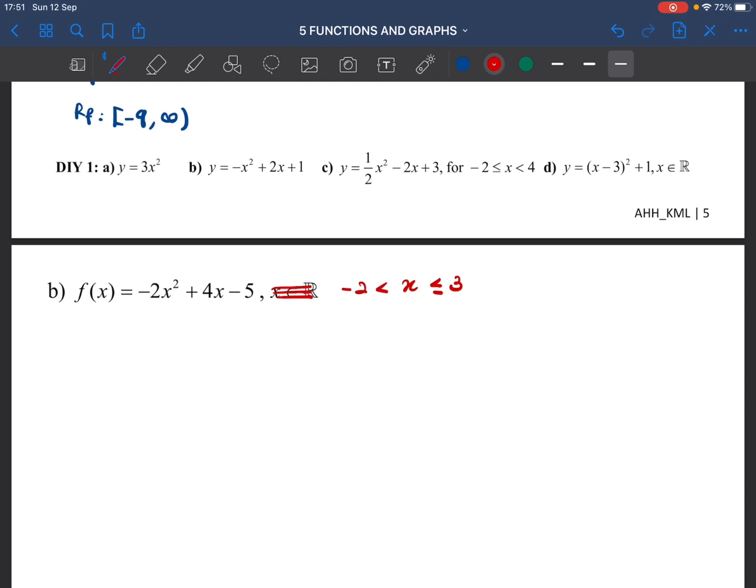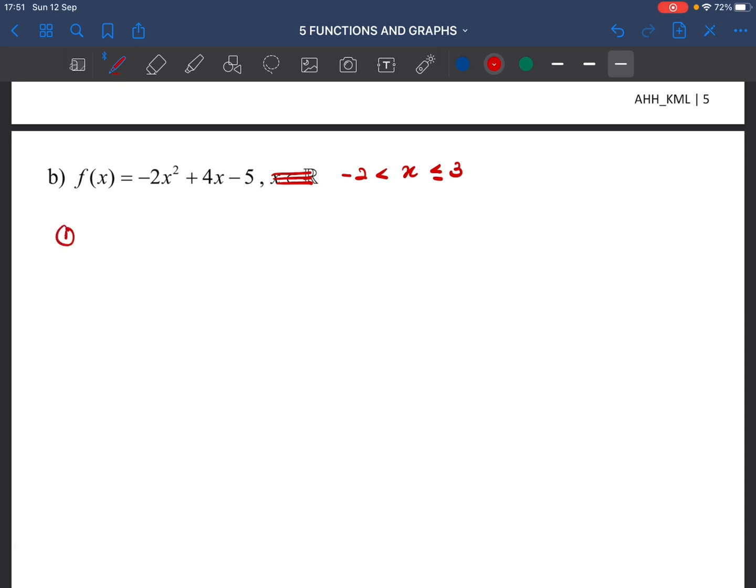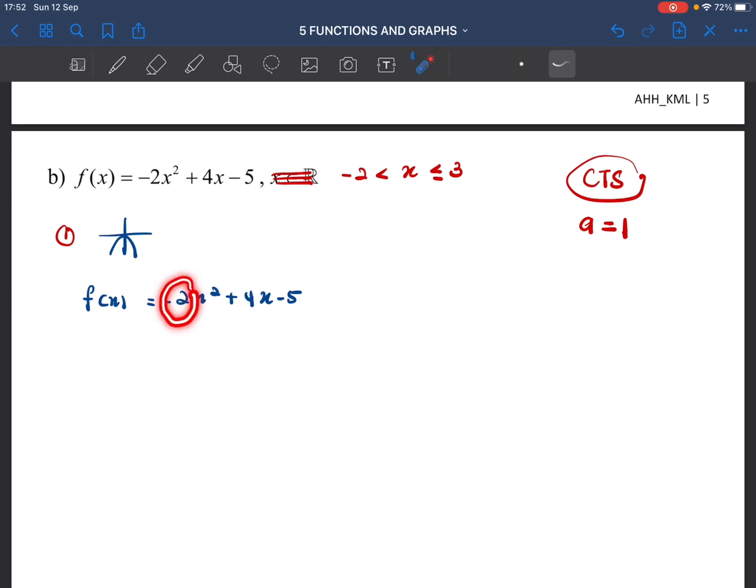Okay, so let's proceed. The first step is to find the basic shape, maximum or minimum point, x-intercept, and y-intercept. The shape here is negative 2, so we know that the shape is a sad face. Okay, now we know the shape. The next thing is we have to do completing the square. We have f(x) equals negative 2x square plus 4x minus 5. But please remember, if you have to do completing the square, your a must equal 1. As you can see from here, a is equal to negative 2.